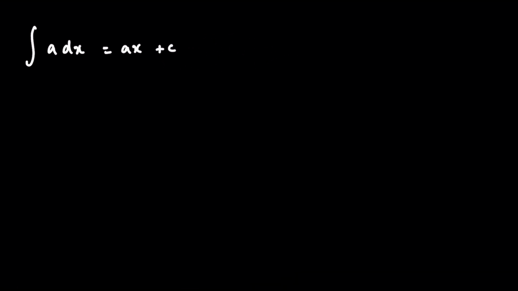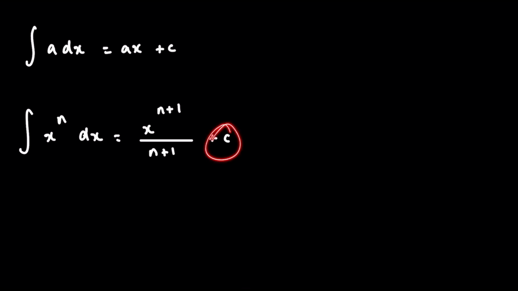Now what happens if we have something that looks like this? Something where we have x to the power of n, where x is the variable and n is a constant. Well, the integral of this, all we would do is add 1 to the power, so n plus 1, and then divide by the new power, n plus 1. And that is how you would integrate something like this, remembering to do the plus c always at the end.